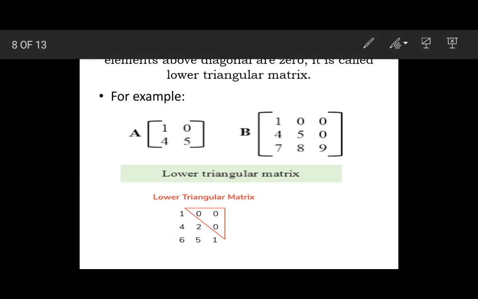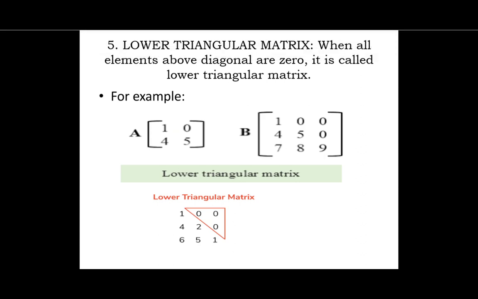Then the next one is a lower triangular matrix. In a lower triangular matrix, all elements above the diagonal are 0. Above the diagonal all elements are 0, right? Below the diagonal there is a number. If above the diagonal all the elements are 0 and below the diagonal there is a number, then that type of matrix is known as a lower triangular matrix. See the example.